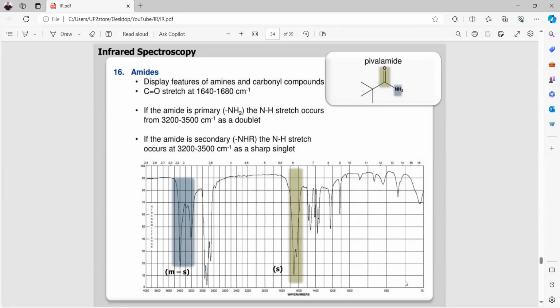And if you focus on the IR chart, around 3400, we have two spikes, actually, two spikes for NH2, and around 1800 you can see the carbonyl group.